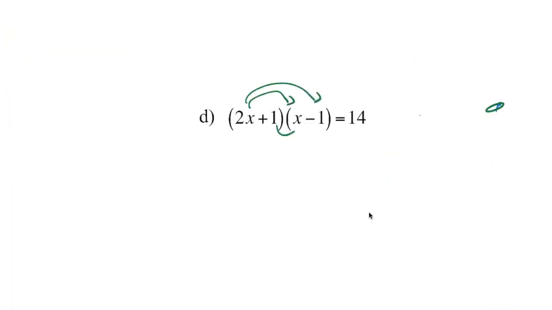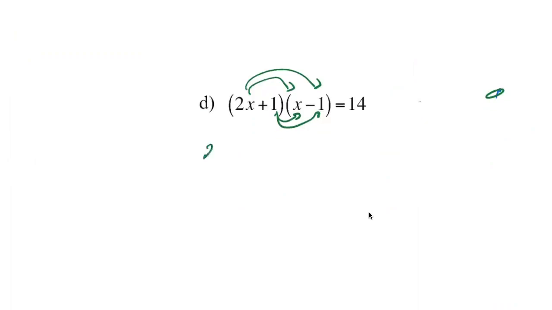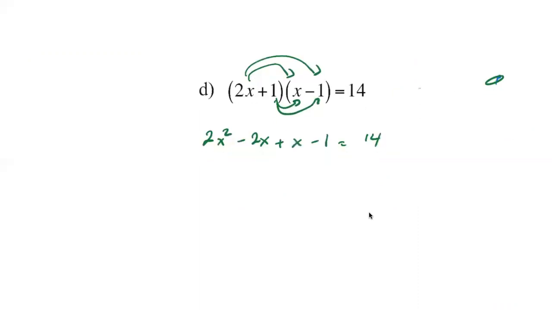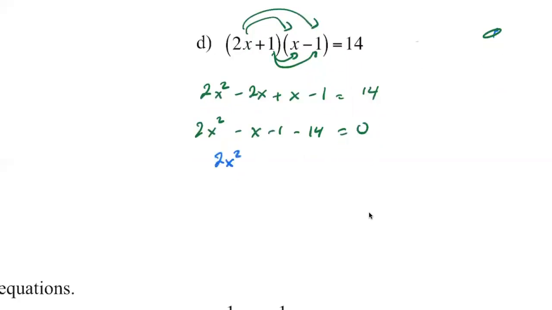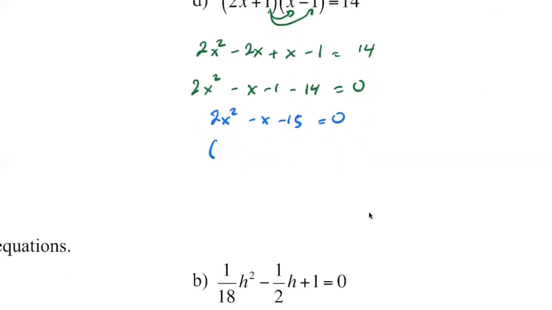So we use FOILing. This gives us 2x squared minus 2x plus 1x minus 1 equals 14, which is 2x squared minus x minus 1. And then we subtract the 14 from the right side to the left side. Now we've got the right side equal to 0, and we get 2x squared minus x minus 15 equals 0. Then we're ready to factor the left-hand side, so that we get a product equal to 0.